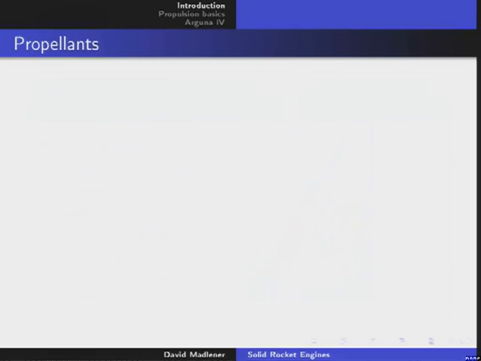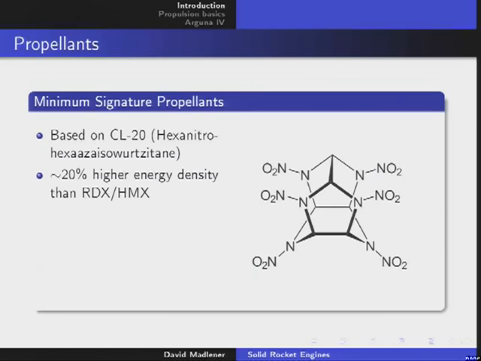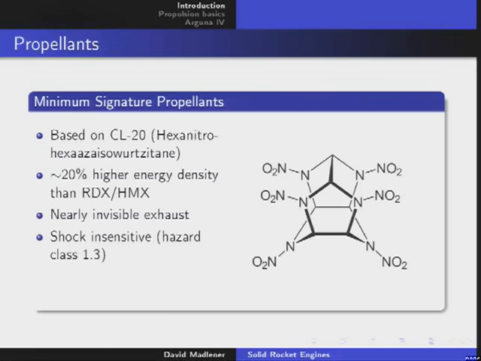So, a few years ago, they found a new substance called hexanitrohexaazaisowurtzitane, and it's a cage compound, and it was found at China Lake, the guys that do all the ordnance for the Navy. And this is a very interesting substance because it had 20% more energy than RDX or HMX. It's nearly invisible when it burns, so it burns very well. And it's shock insensitive. It was very strange.